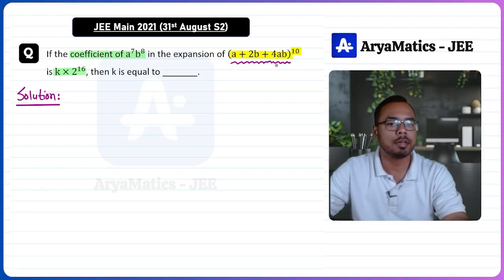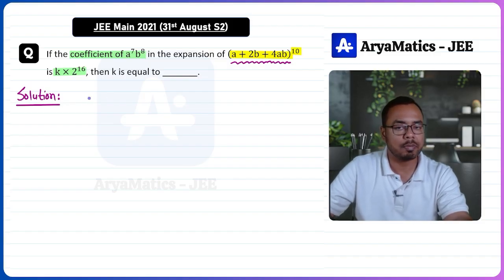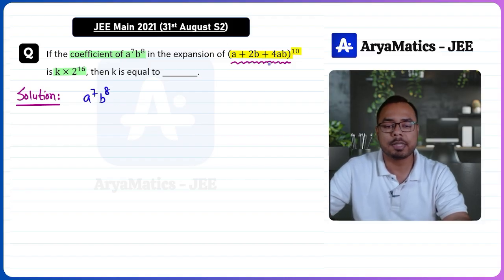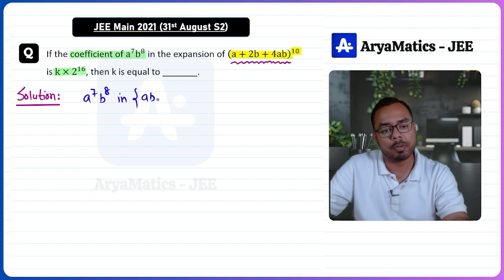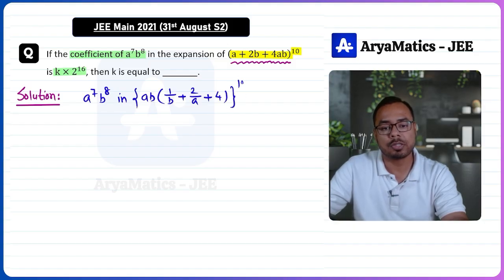Instead of using the general multinomial theorem, we need the coefficient of a^7 and b^8. So from these three terms, we can take ab common. If you take ab common, we need the coefficient of a^8 b^7 in this one. Now take ab common from here: from a, you will get 1 by b. Similarly, from 2b, you will get 2 by a, and plus 4, and this is raised to 10.